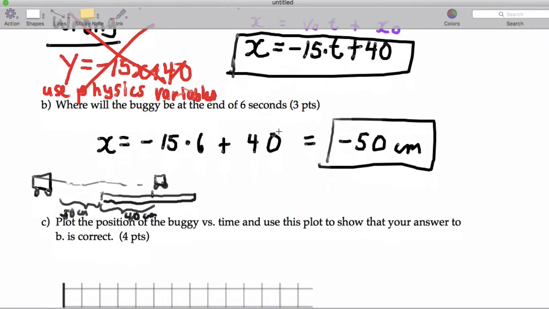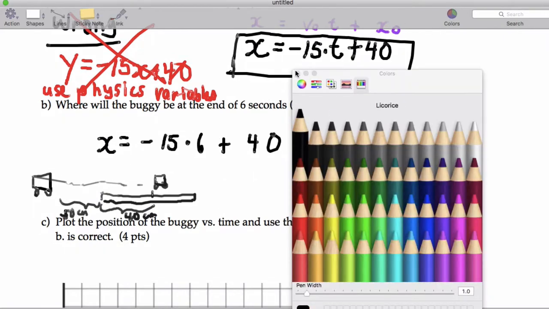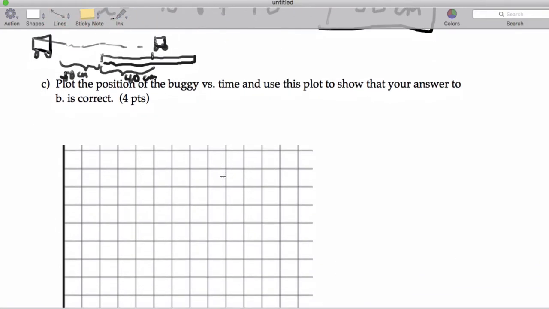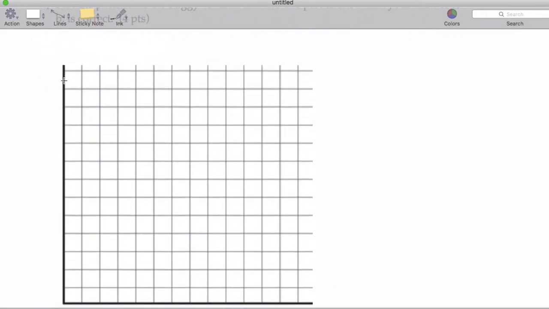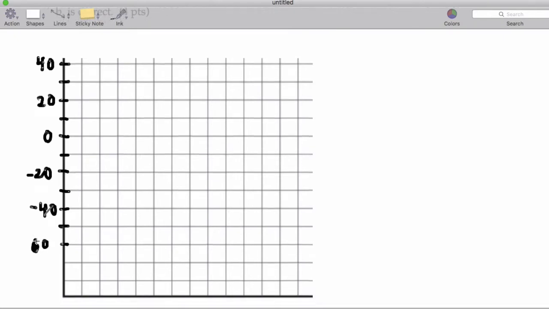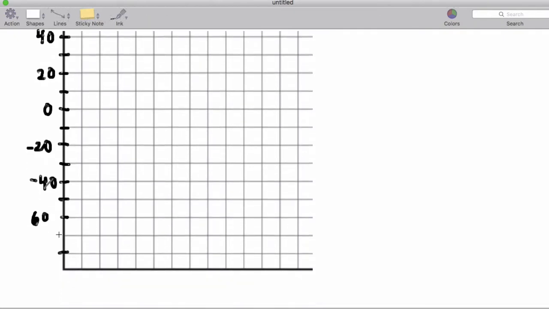Now it says plot the position of the buggy versus the time. So we're going to go ahead and do that now and show that our answer to B is correct. So here's how this is going to work. I'm going to actually start here at the 40 centimeter mark. I'll go 30, 20, 10, 0, negative 10, negative 20, negative 30, negative 40, negative 50, negative 60, negative 70, negative 80 centimeters here.